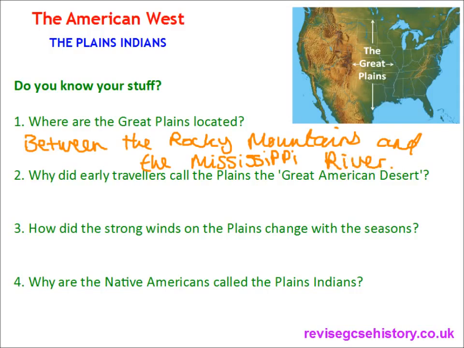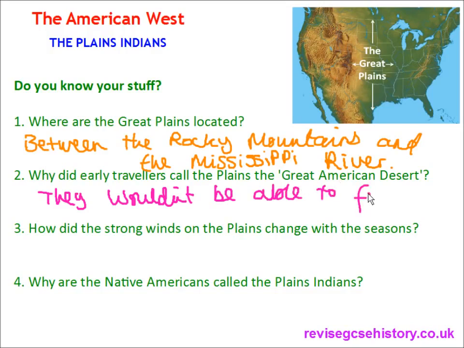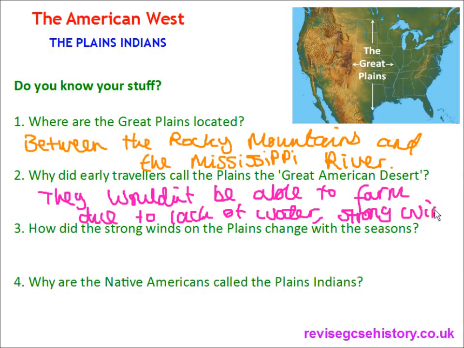Question 2, why did early travellers call the plains the Great American Desert? They wouldn't be able to farm. Due to lack of water, strong winds, etc. Tough farming land, so they didn't see the farming potential.